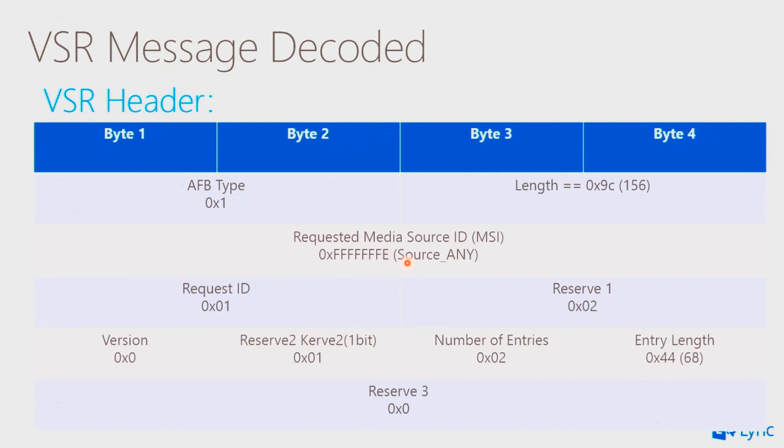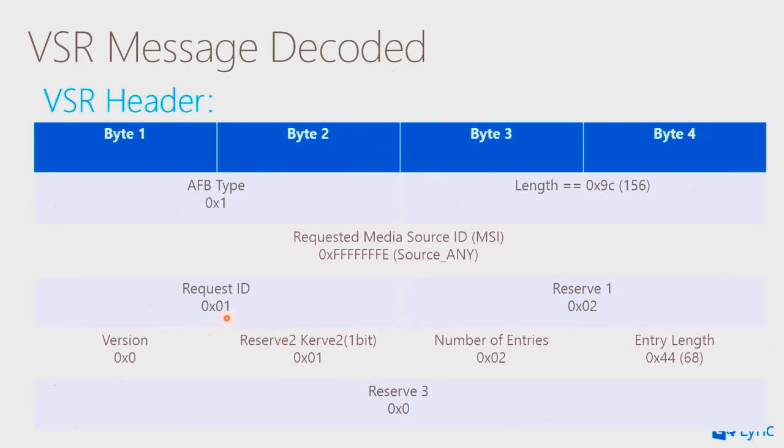But in the case of a conference, the MCU will aggregate all the VSR requests from the receiver. And the receiver will actually ask for a specific media source ID, because I would say, I want the media source from Marish. I will put that MSID in there. And the MCU will aggregate all this and bunch it up and send it to the receiver.